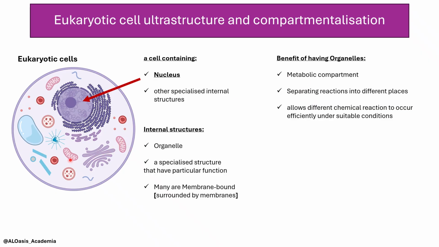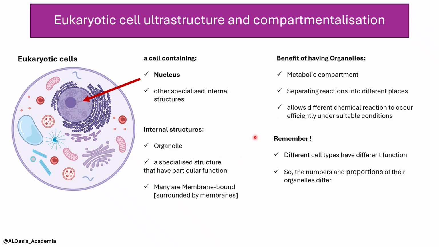Each of these organelles will have a chemical reaction inside it that is different to the other and would have different conditions, and that would allow the cell to undergo, for example, two different chemical reactions inside two different organelles within the same cell. So that's one of the most important benefits of having organelles within a cell, being able to do chemical reactions that occur efficiently under different conditions.